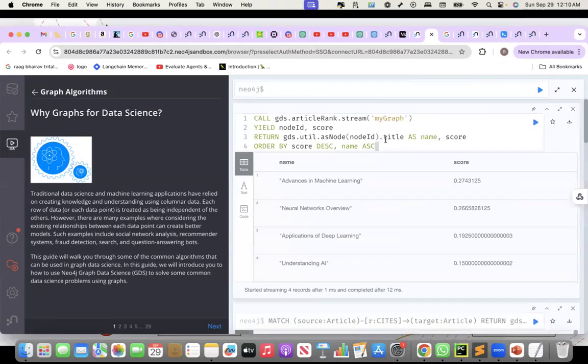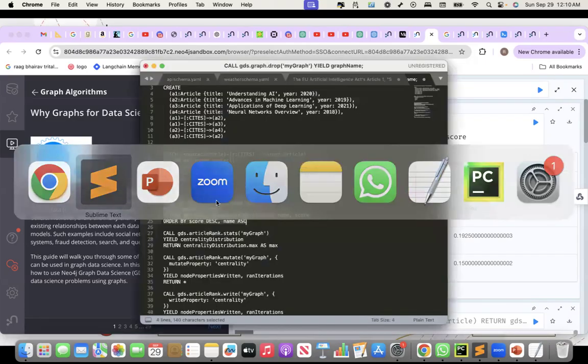So this is how the article rank graph algorithm works, or you can use it within Python as an SDK. The other execution modes are stats, if you just want to see the statistics of the article rank you ran. Here we use stream. Write is another execution mode. When I say write, it will actually write the property within the graph. For example, let me actually do the write.